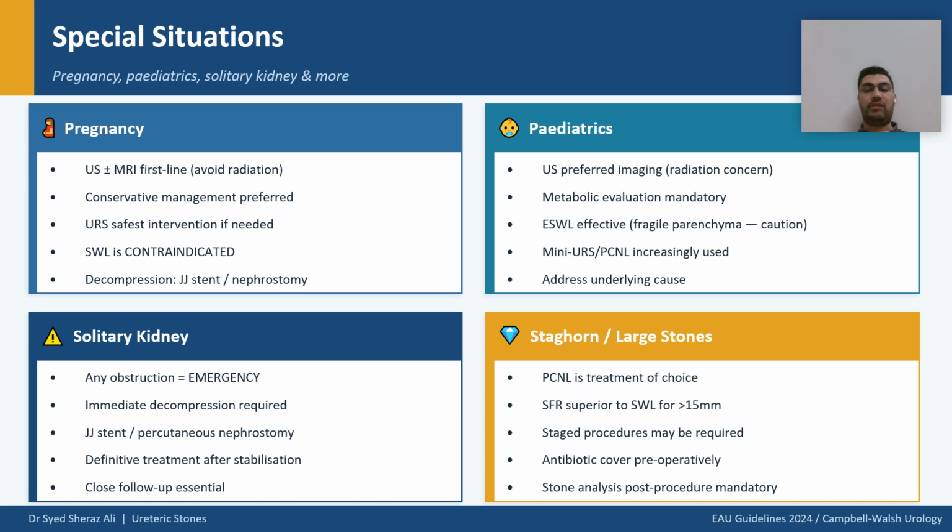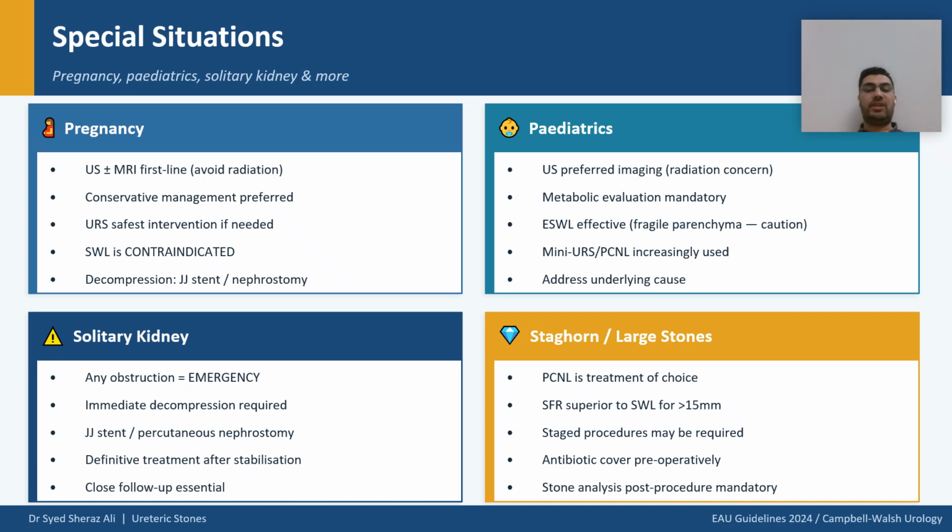Now, the solitary kidney. A stone in a patient with a solitary kidney, whether anatomical or functional, is a urological emergency. Even a partially obstructing stone can cause acute kidney injury. Immediate decompression with a stent or nephrostomy is required, followed by definitive treatment once stable. This patient requires very close follow-up.